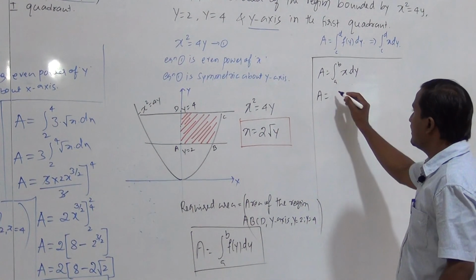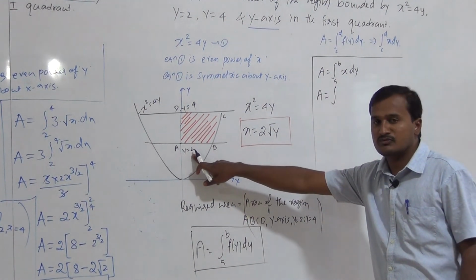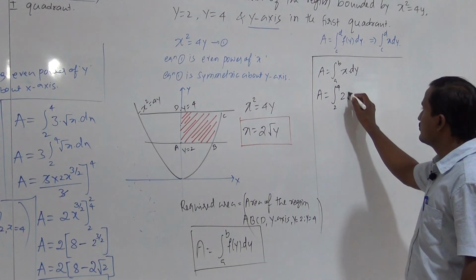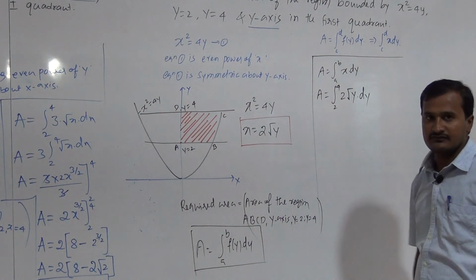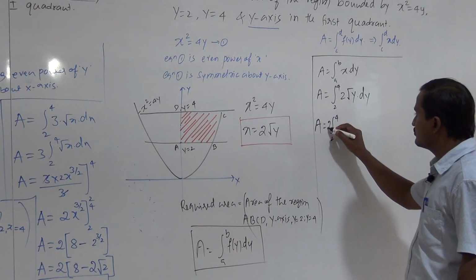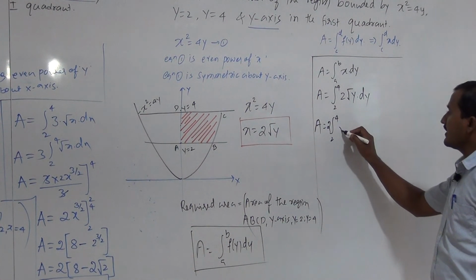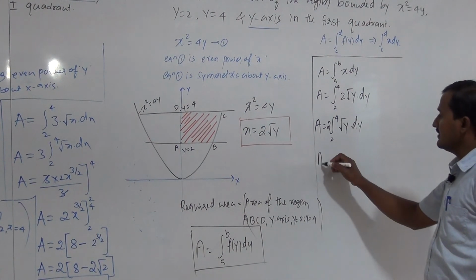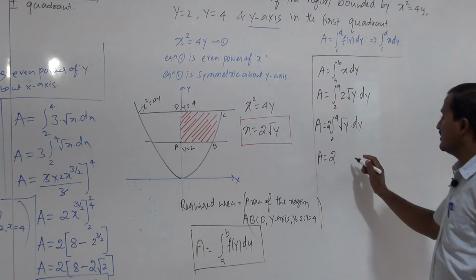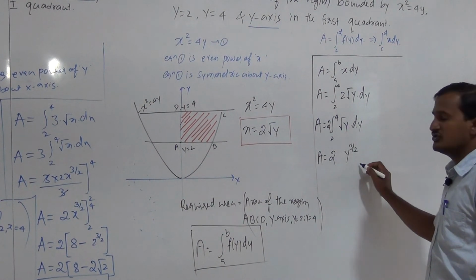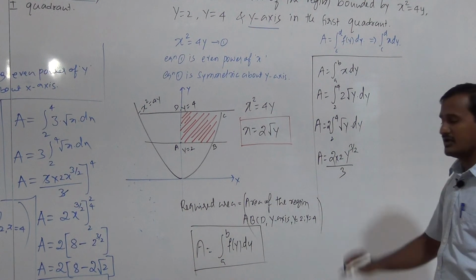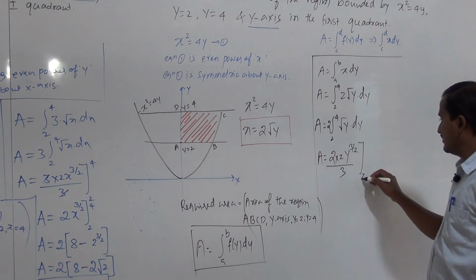So therefore A means what? From 2 to 4, the value of x is 2 root y into dy. Now integrate this from 2 to 4, and here I will take this 2 outside the integral, root y into dy. A is equal to 2 outside. What is the integration of root y with respect to y? That is y to the power 3 by 2, this whole divided by 3 by 2. I will take this 2 to the numerator, and here it is 3, right? Over the limit 2 to 4.